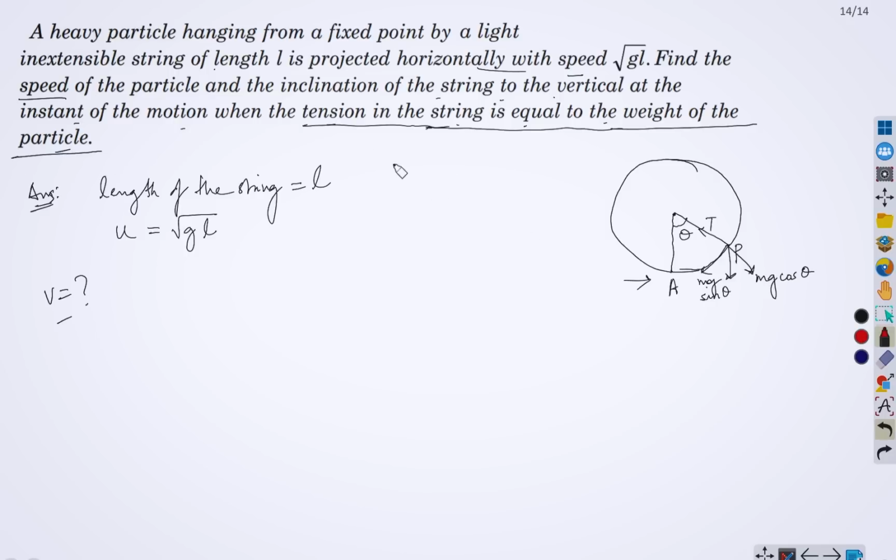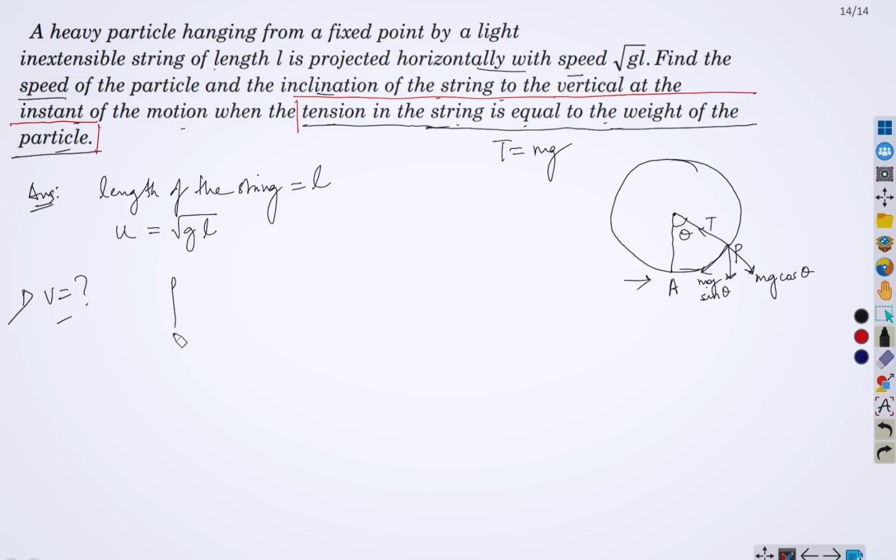Note down this phrase: tension in the string is equal to the weight of the particle. That is when T equals mg, right? We need to determine theta when T equals mg. This is what is being said here. We will come to that part later. First, let's determine the speed of the particle, that is V. So this is our first question, and we will solve this first.